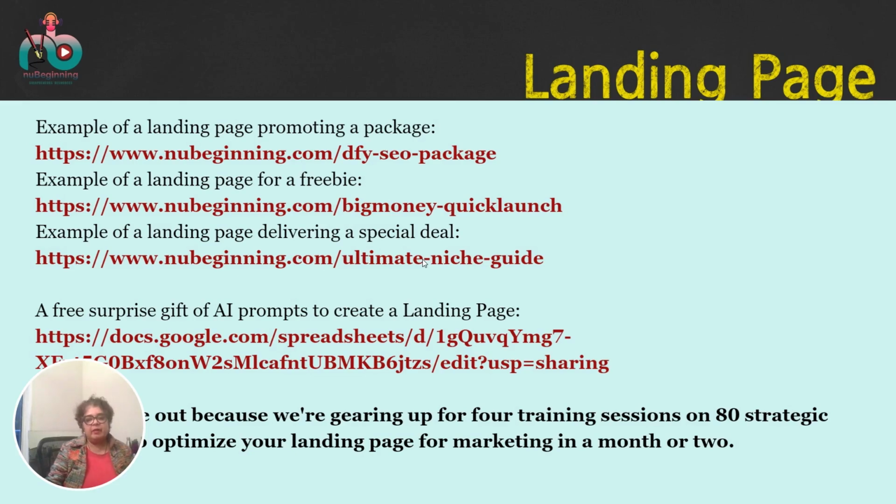So I'm giving you some links. I'm not going to read all the links right now. You can just go back and check all these links later on. But I have the examples of delivering a freebie, a special deal, and an e-course. So you can just go and take a look. How do they look? And I have a special surprise for you. I have AI prompts to create a landing page, and you can create a landing page in less than 1 hour. Actually, this is a proven technique.